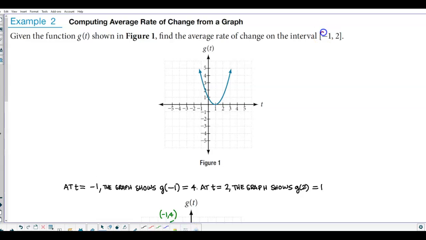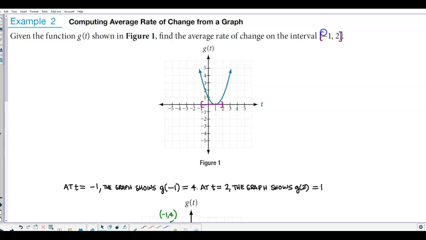So let's talk about this interval. That means we have a bracket on the left at -1 and then a bracket at +2. So we're going to go onto the x-axis and put a bracket at -1, and then a bracket at +2. So we're dealing with everything in between that interval.